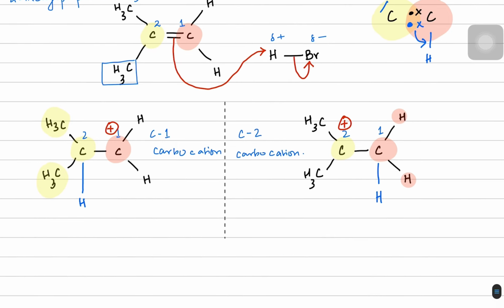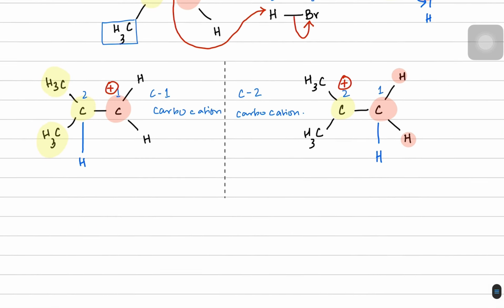Let's explore this idea a little more. When the positive charge is on carbon number 1, carbon number 1 wants to ask for some electrons from the nearby hydrogens. Nearby hydrogens have no electrons of their own.